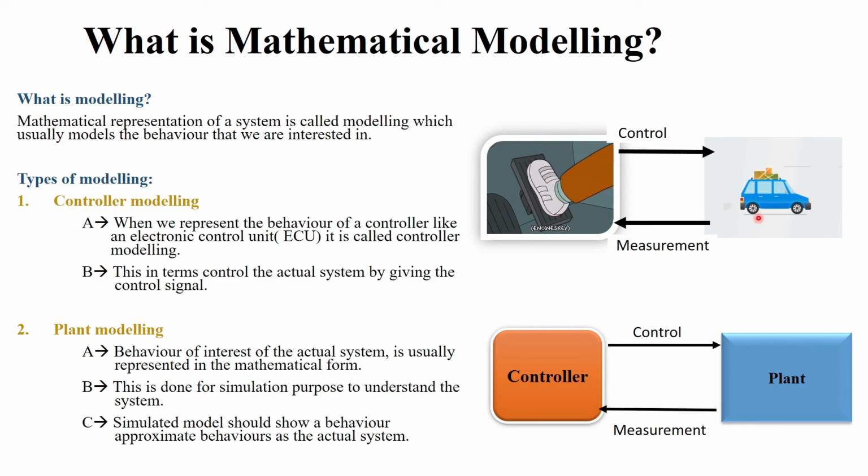And here, if I represent my vehicle, then I can represent it as a plant, and I can model it correspondingly to know the behavior of the plant or the actual system. If these two are matching in a proper way, then my controller will be developed properly. So here the concept will work like that only.